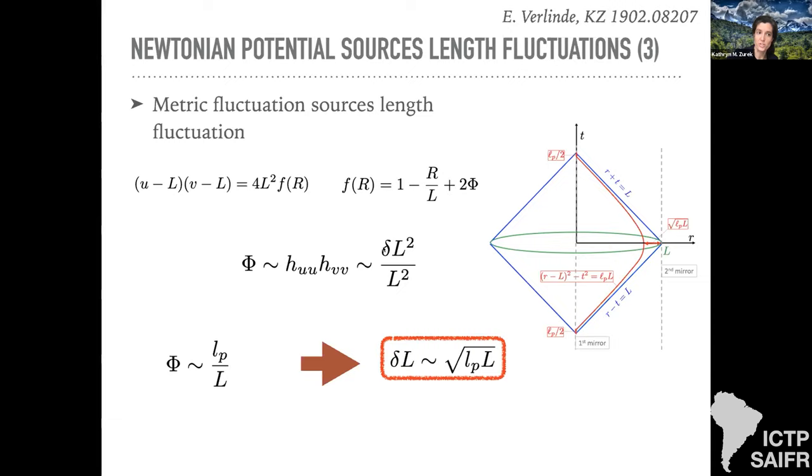This is the most non-trivial part of the argument. I want to highlight it. You get an additional square root. Okay, so the length fluctuation as a result, because this potential goes like one power of L Planck, goes like the square root.